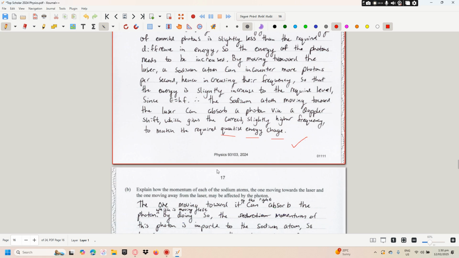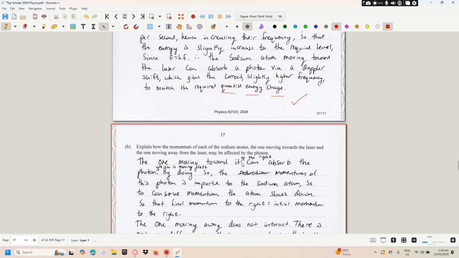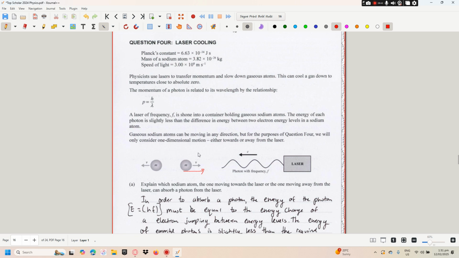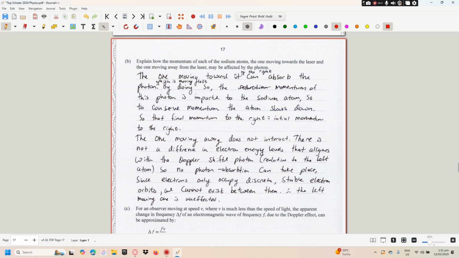So, how can the momentum be effective? Well, the one moving towards it can absorb the photon, so the momentum of the photon is imparted onto the sodium atom. So to conserve momentum, the atom slows down so that the final momentum to the right equals initial momentum to the right. So if you think about it, if this momentum of the photon to the left just goes, it's gone, then the atom must slow down to conserve momentum.